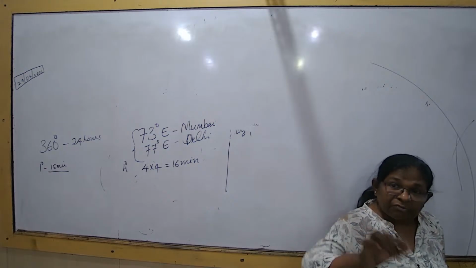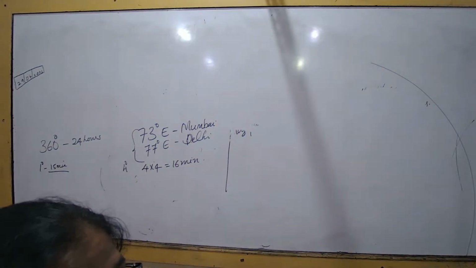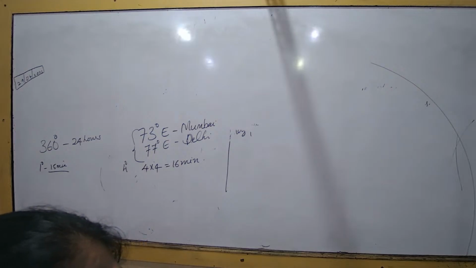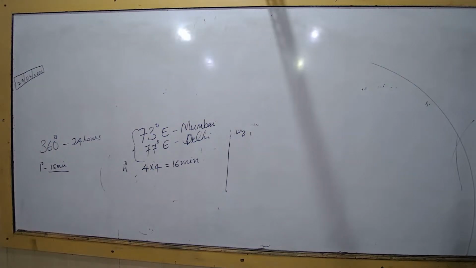1 degree. When we are taking 6 p.m., 4 minutes, 1 degree. And then when it is taken, 15 degrees in one line. Understood? 15 degrees means 1 hour. 15 degrees, 1 hour.